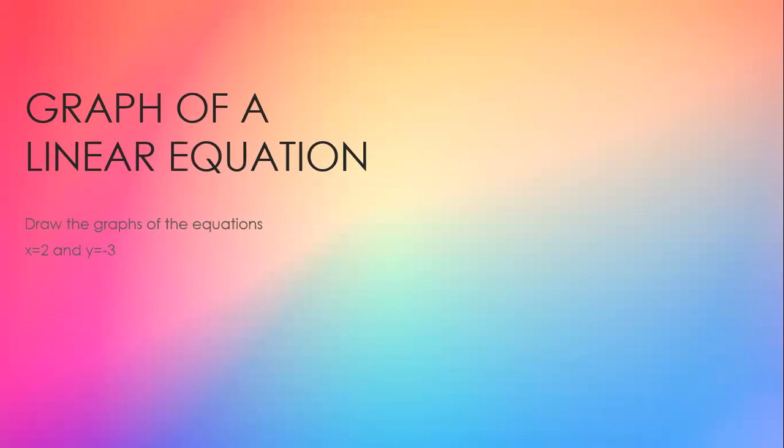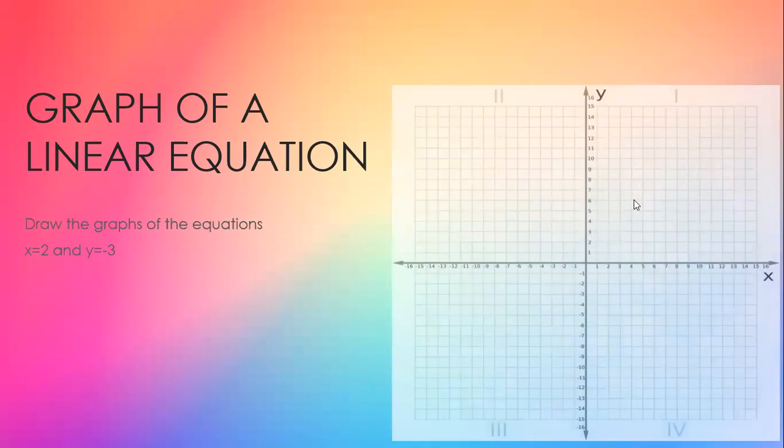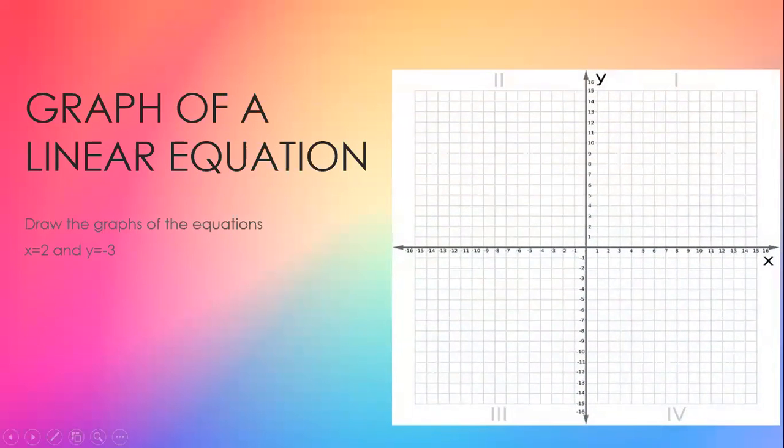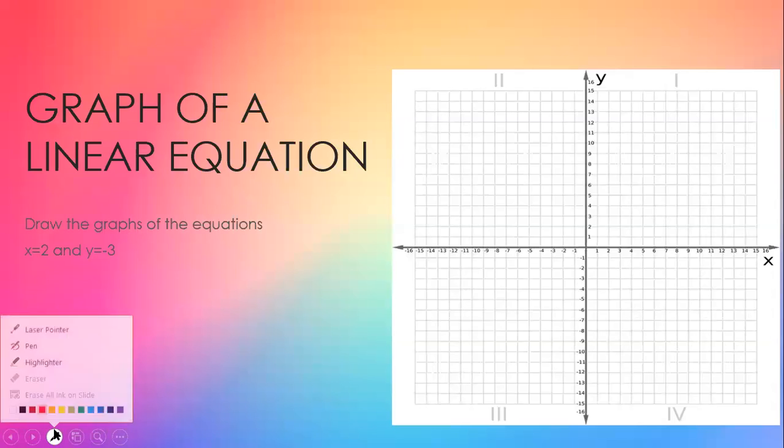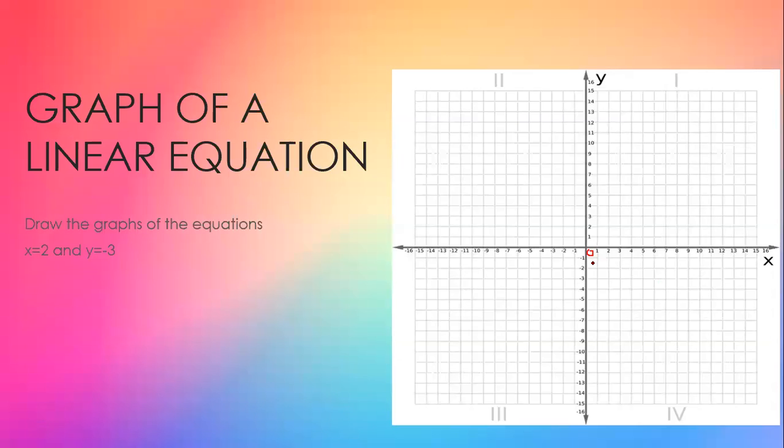Draw the graphs of the equation x is equal to 2 and y equal to -3. So let us draw it on a graph paper. You can see here x-axis, y-axis, and both the axes meet each other over here. So it is the origin point.